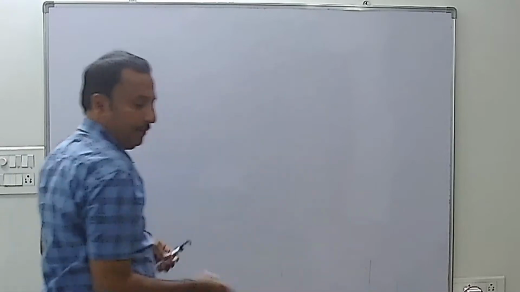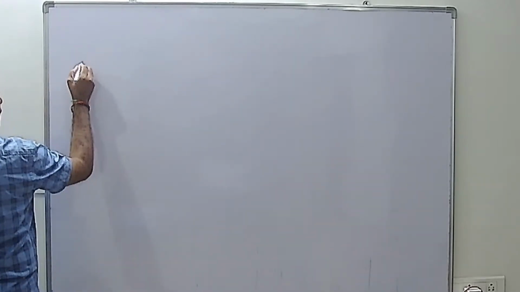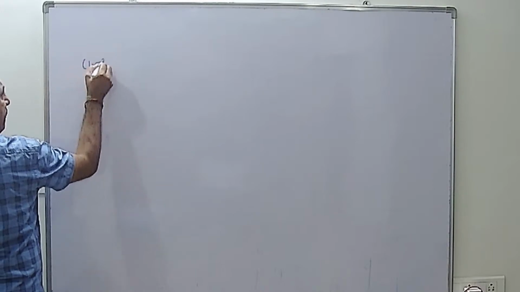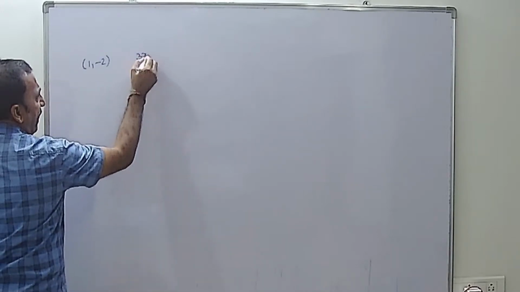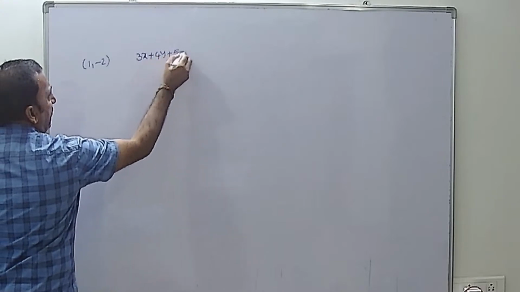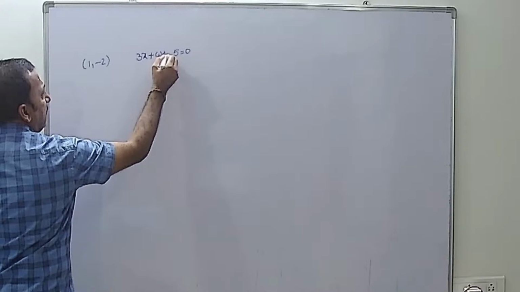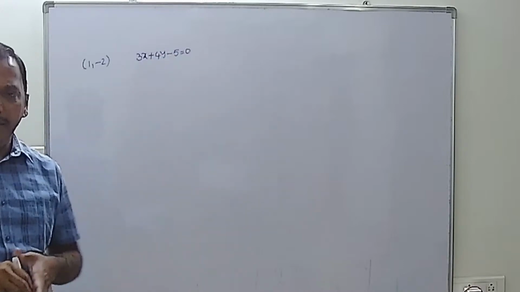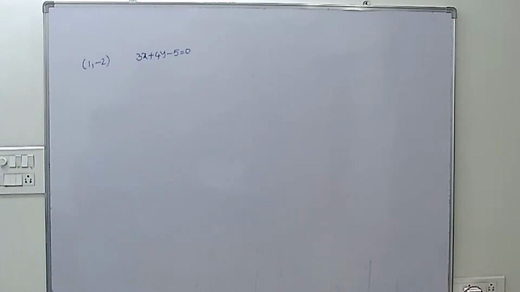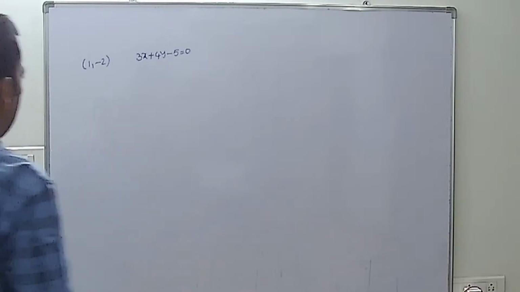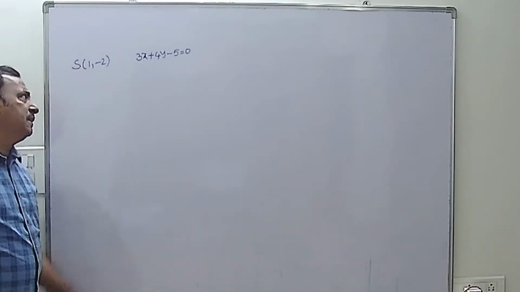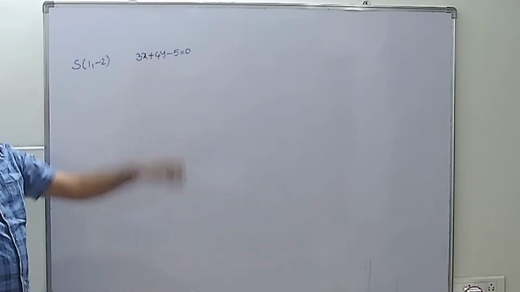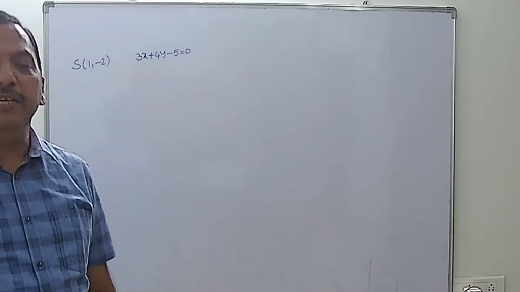Second example. The focus of a parabola is (1, -2) and the directrix of the parabola is 3x + 4y - 5 = 0. Then find the equation of the parabola.